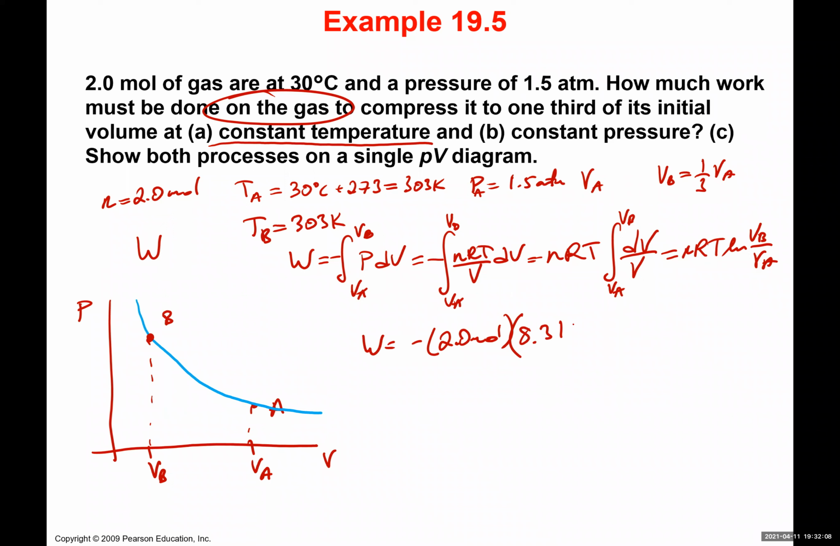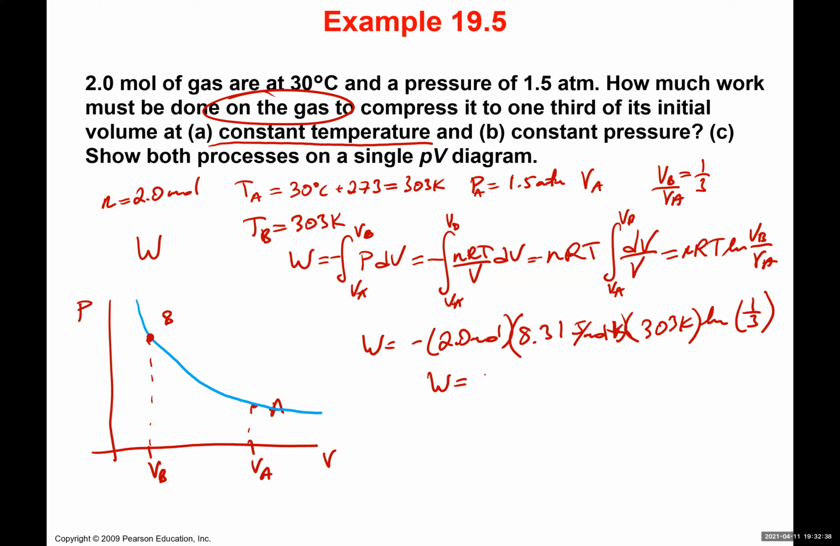Okay, so 8.3 joules per mole Kelvin, then times ln of VB over VA. I forgot 303 Kelvin. So ln. Now, VB is 1/3 of VA. That means if I do VB over VA, I'm just going to get 1/3. So that means ln of 1/3.